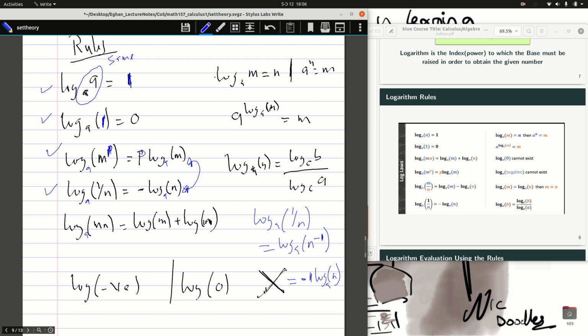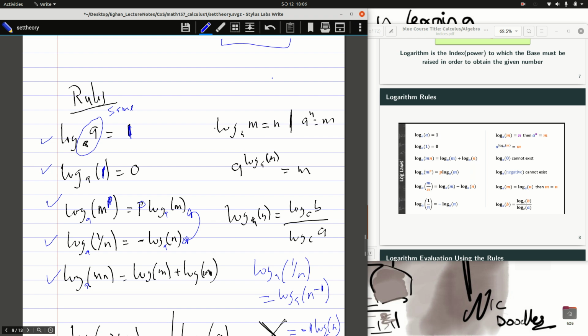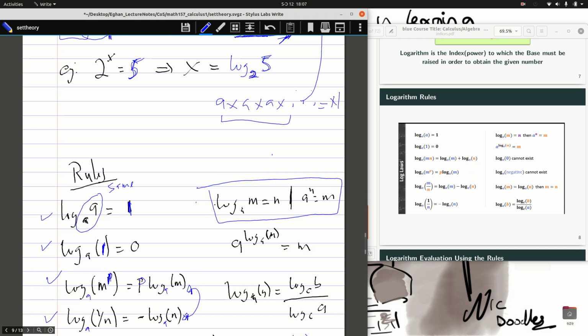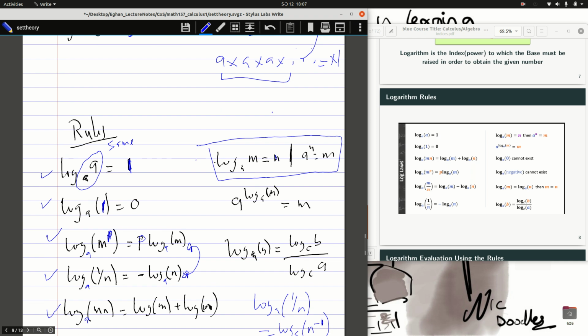Now the fifth one says if you have two arguments multiplying each other, just add their logs. Multiplication leads to addition, just as with indices. The next rule we've already established from up here. So log a of m equal to n. If I want to find m, it's just taking a to the power n, as we've established.